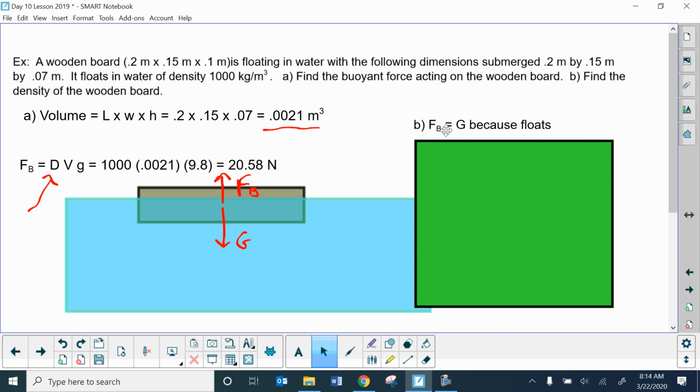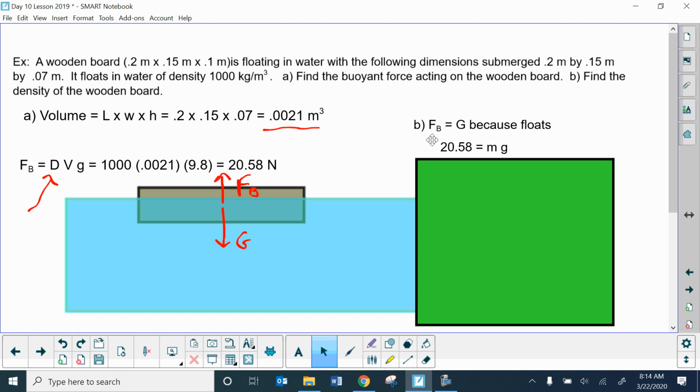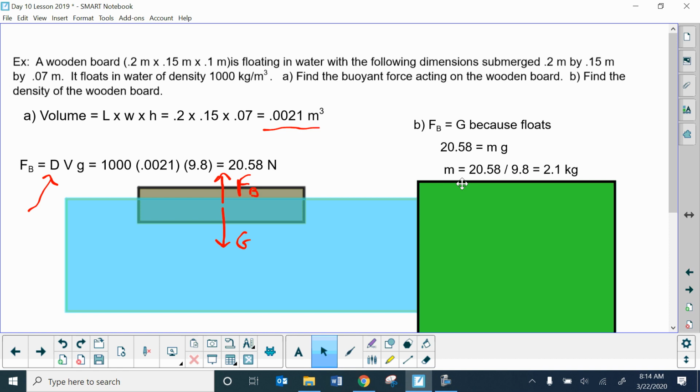Because it's floating right now and it's just at rest, it's not accelerating one way or the other, the net force is zero, it's balanced, all those ideas that we talked about two units ago, that they're equal. And we know that gravity is 20.58 because we just got that here, and that's equal to mg. So if we divide by 9.8, we get the mass of this board is 2.1 kilograms. And again, we're not looking for mass, we're looking for density, but we have that trick where we use mass equals density times volume, or density equals mass divided by volume. So we're just using that density equation again.